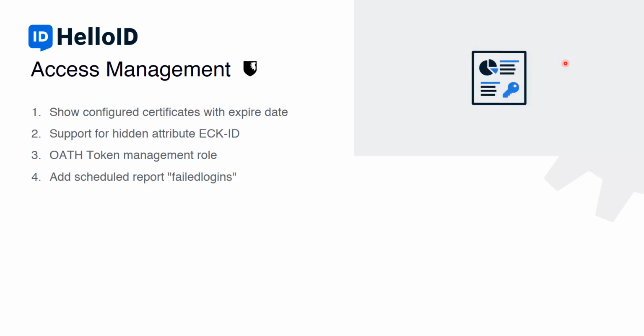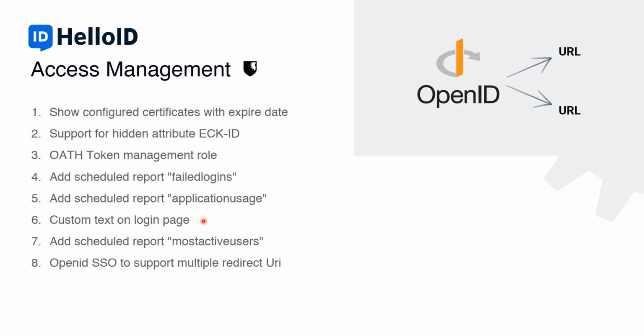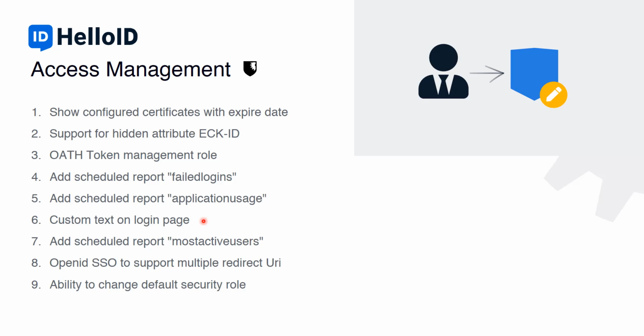We also have 3 new reports: failed logins, most often used application usage, and most active users. And the one in between here, it's not a report of course, is that you have the option to include a custom text on the login page. You can do that for the HelloID IDP, but also for external IDPs. We also included the multiple redirect URLs for OpenID SSO, and, as a small one, the option to change the default security role for users, so you can disable that.